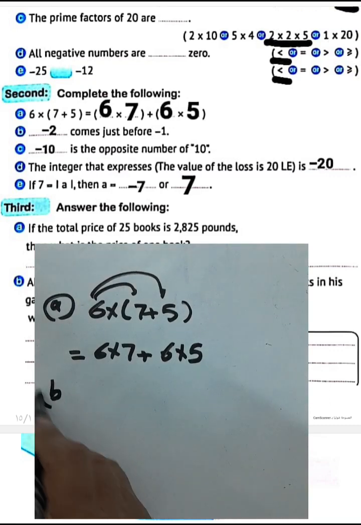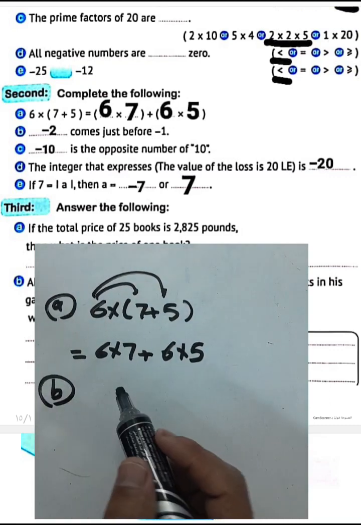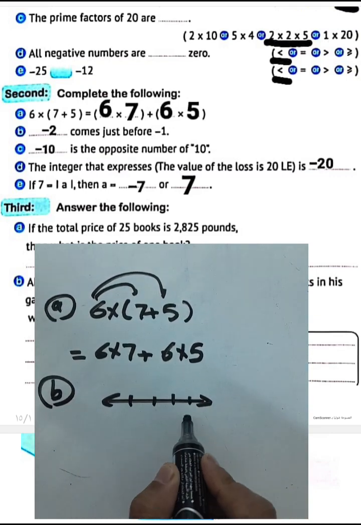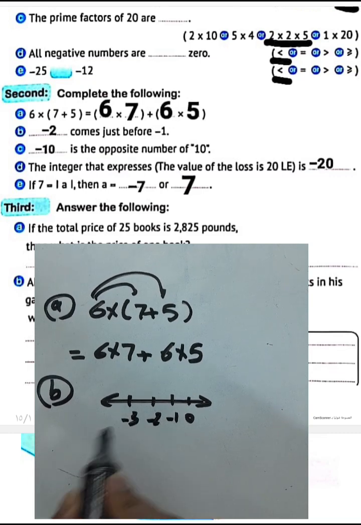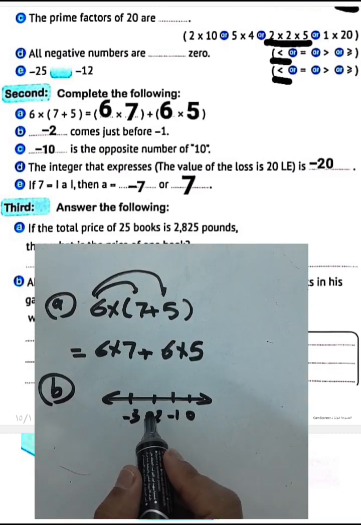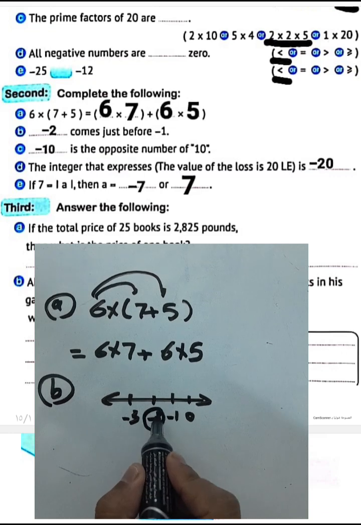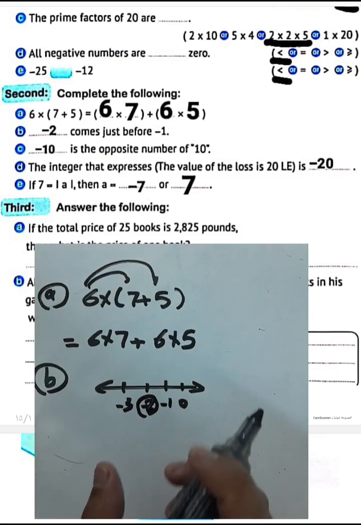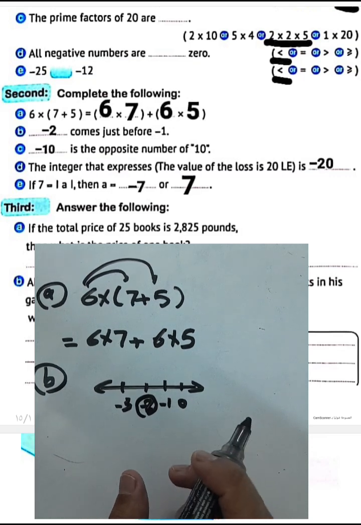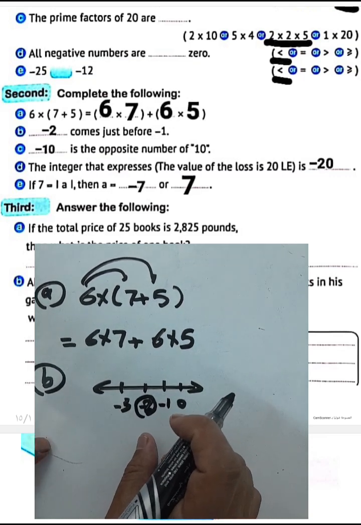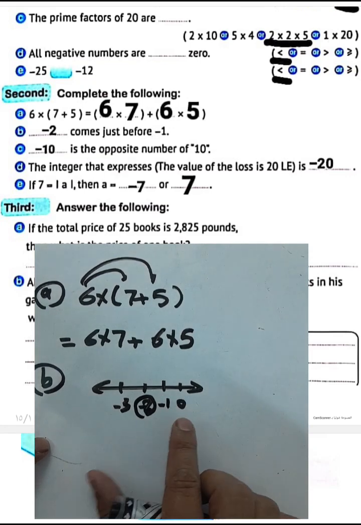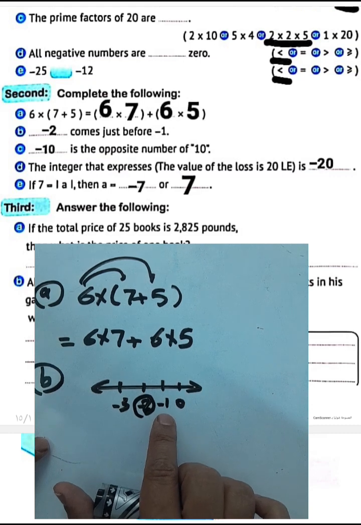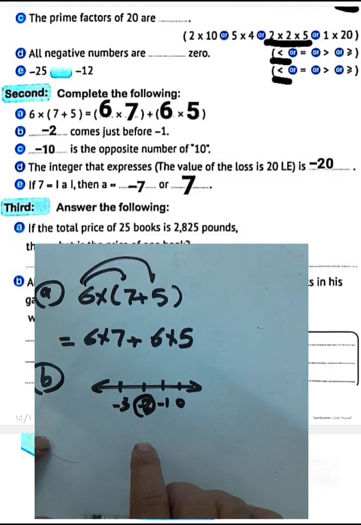Okay, letter B, the number that comes just before negative 1. We have here a lot of numbers in the number line: 0, negative 1, negative 2, negative 3. We can write the number that comes just before -1, it will be -2. Before means subtract 1 from the number. Okay, -2 comes just before -1, but 0 comes just after -1, and -1 comes just after -2. Then the result will be -2.